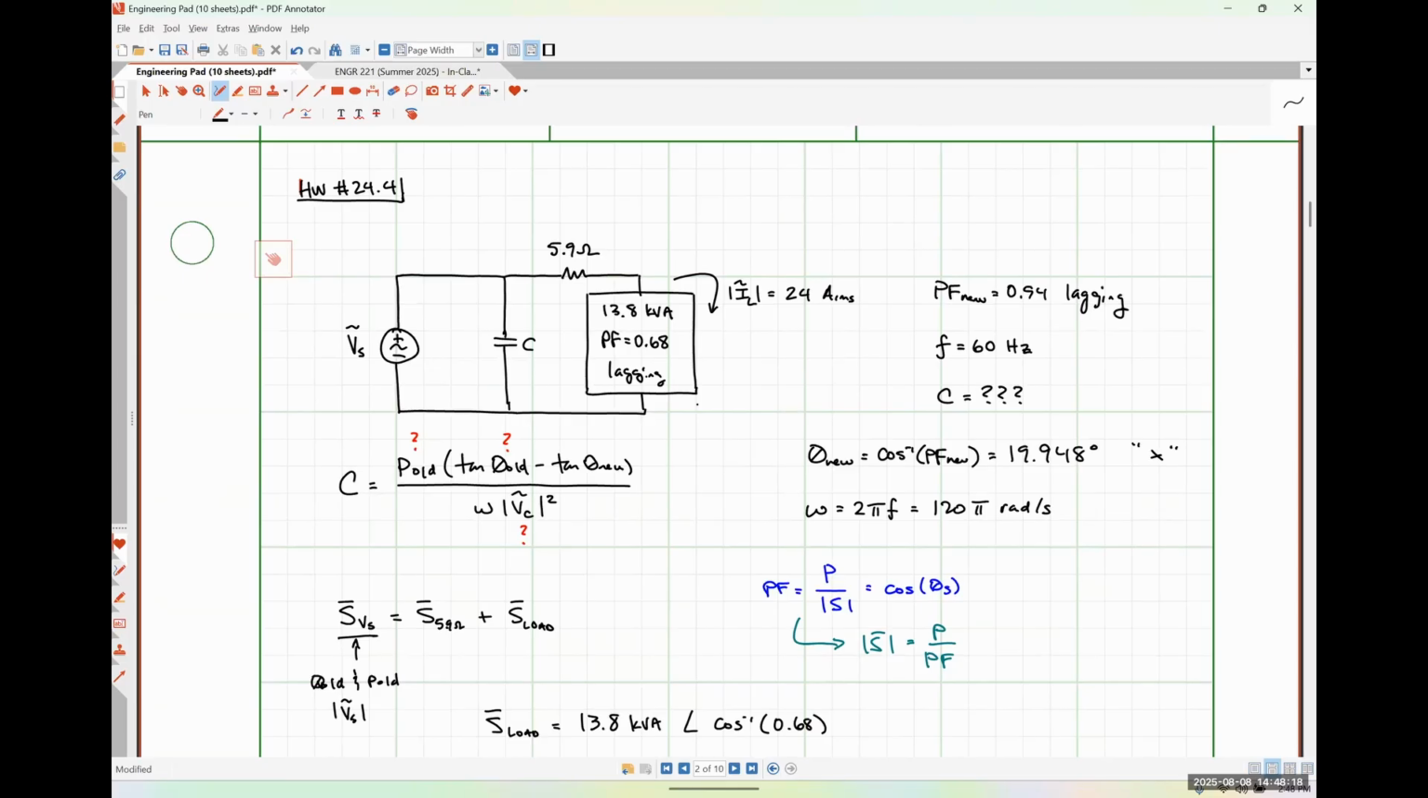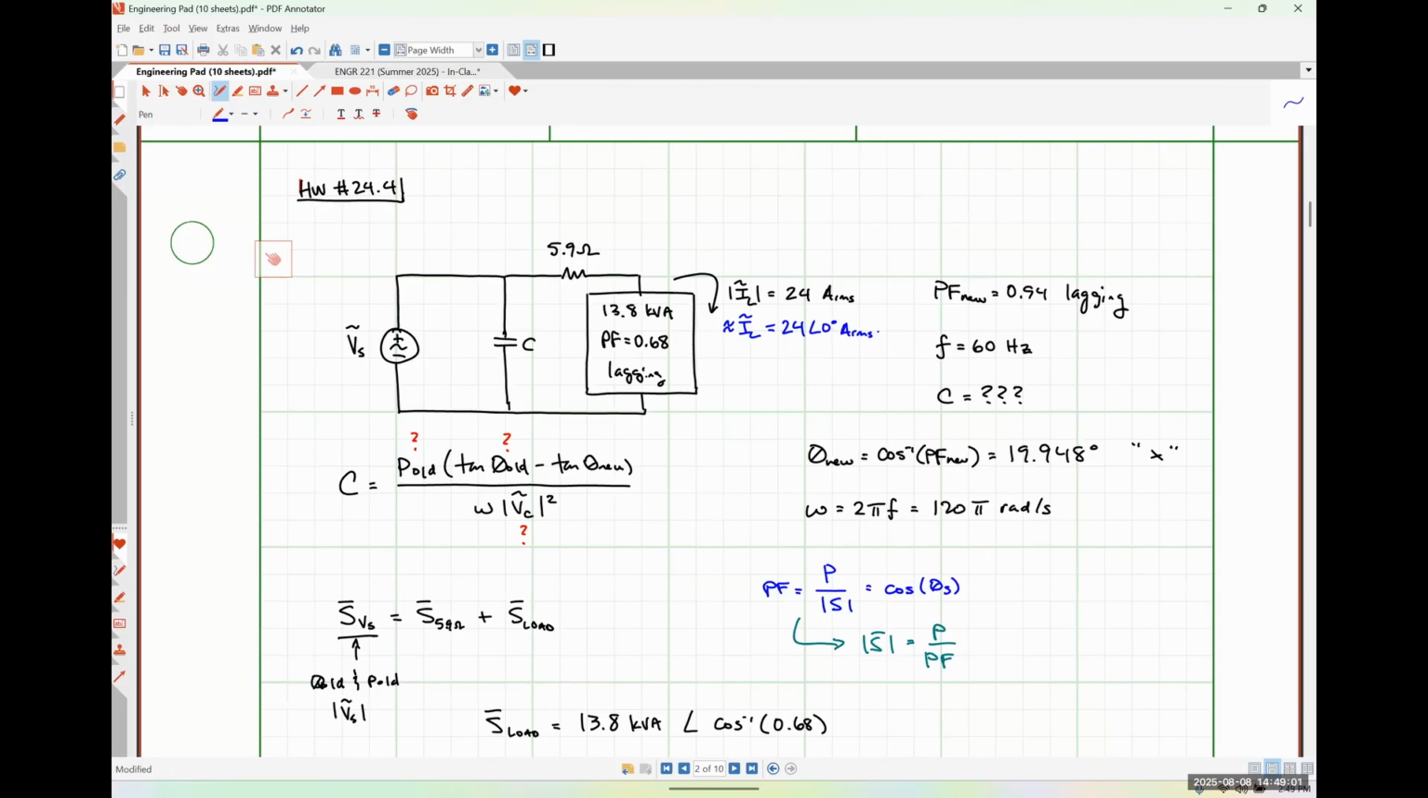So let's start with the assumption way. I could, if I were so inclined, assume that the current flowing through my load has an arbitrary phase angle of my choosing. So I might say that this is 24 angle 0 degrees, where I'm choosing 0 degrees just to make the math easier.